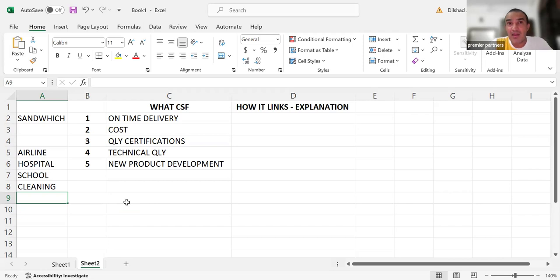Now, if you take airline, safety is a top priority. If you take a hospital, qualified doctors or surgical quality or successful surgeries are top priorities. If you take a school, qualified teachers, students to teacher ratio, facilities or students experience are critical success factors, isn't it? Take cleaning, hygiene becomes a critical success factor. Frequency of cleaning, KPI. So local knowledge is very important.